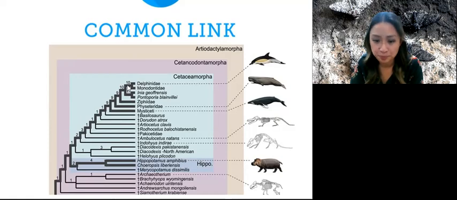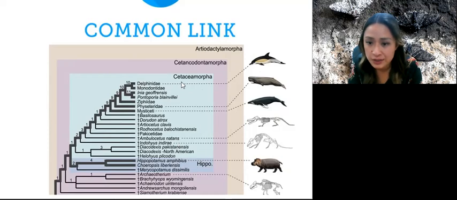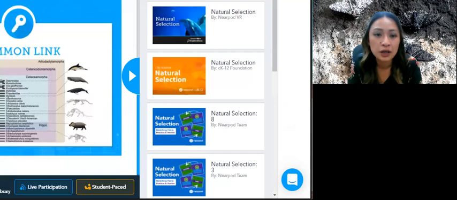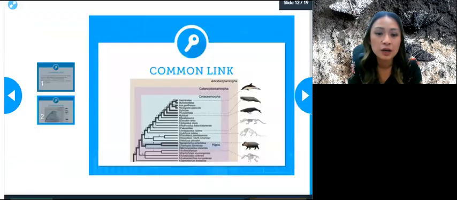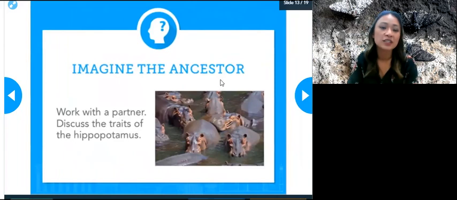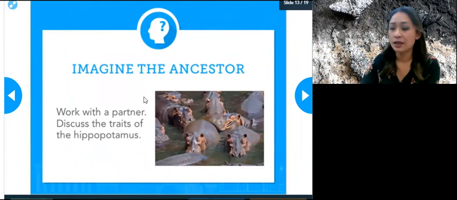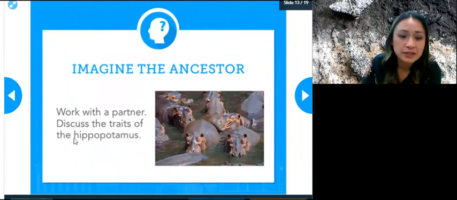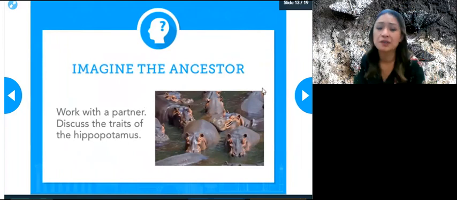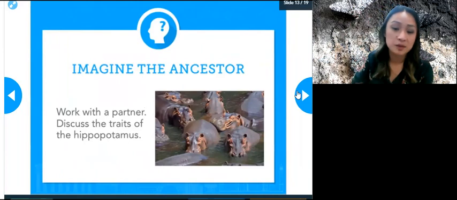And so this is also showing you the cetacean species here. And so imagine the ancestor. Work with a partner, think out loud. If you're in live class, we can think together and discuss the traits of the hippopotamus. What kind of traits do hippopotamuses have?